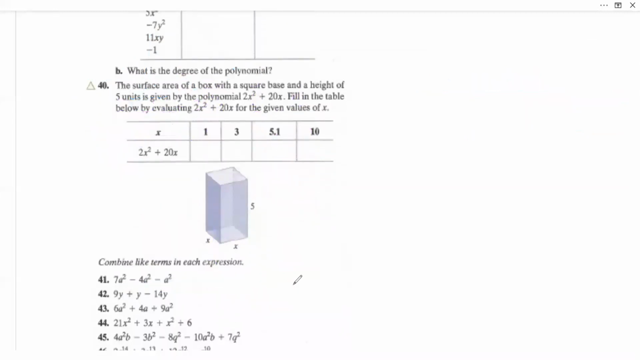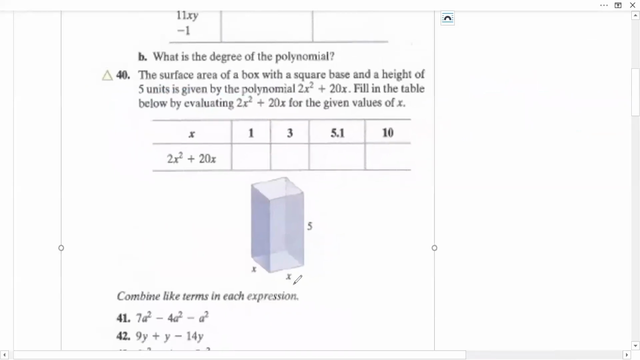I'll talk a little bit quickly because you guys maybe already know this much better. Next one. The surface area of a box, this is a box, right? With a square base at the bottom, so the base is a square, all sides x, and a height of 5 units. So here is the base, here is the edge. The surface area of this box is given by this.